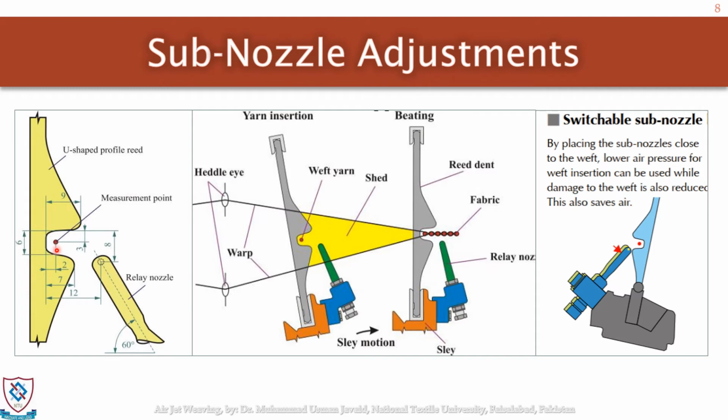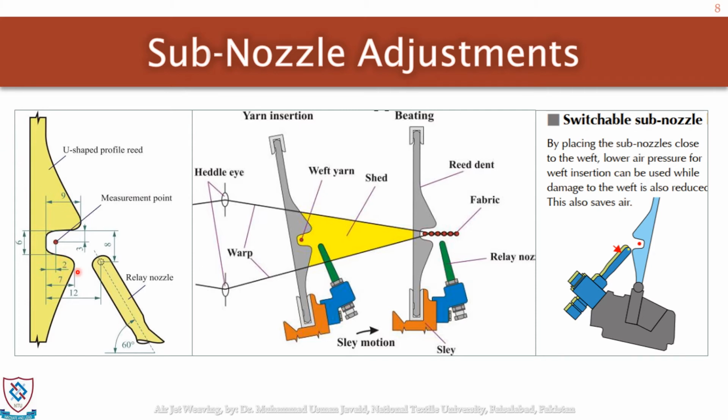But definitely we do not want to raise our sub-nozzles so much that they interact with the inserted weft when the reed comes forward for the beat-up. To prevent this, we have to look at how far forward we extend our sub-nozzle. It must not come in the way of the weft, otherwise it will push the weft and cause nozzle marks. That would be a fault of the fabric.